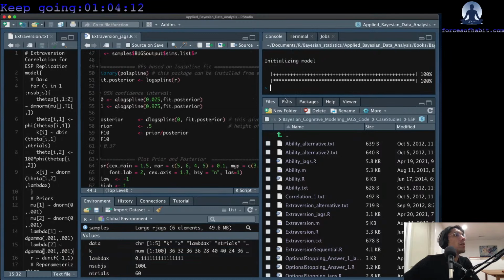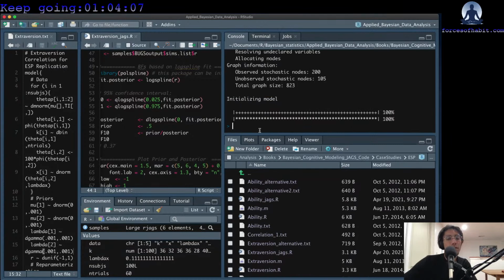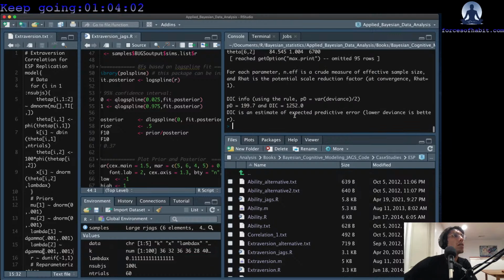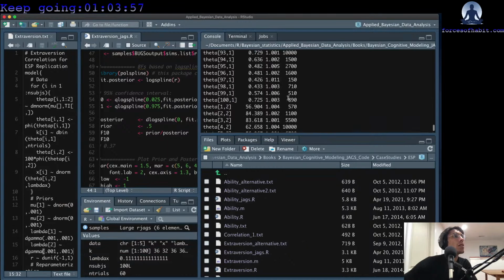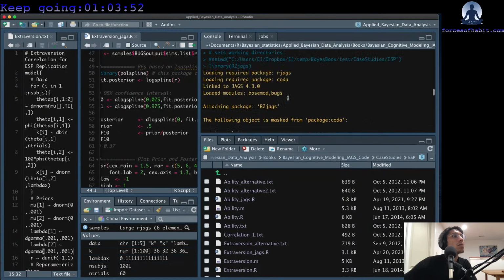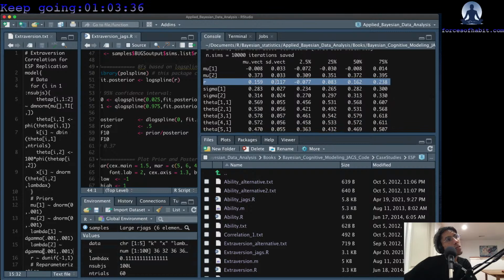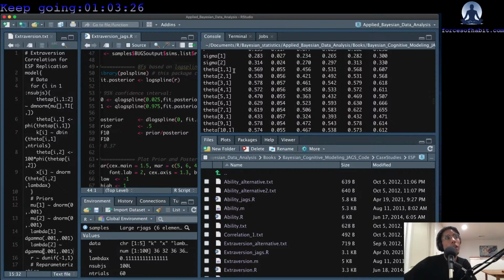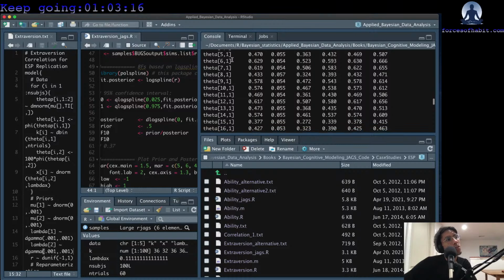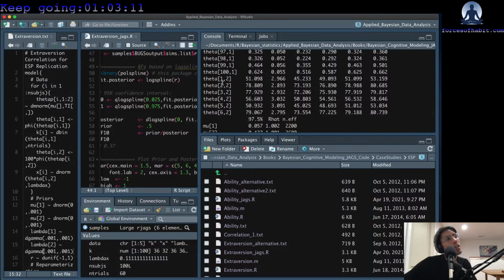And I like to take a look. Just gonna print the samples. It's all the thetas. I just want the averages. Alright. Here's the average score and then average extroversion score. Here's the correlation, which contains zero. And here are the variability, and then here are the thetas for each subject, for each of the two parameters. So here's the success rates for subjects, and then here are the extroversion parameters for each subject.